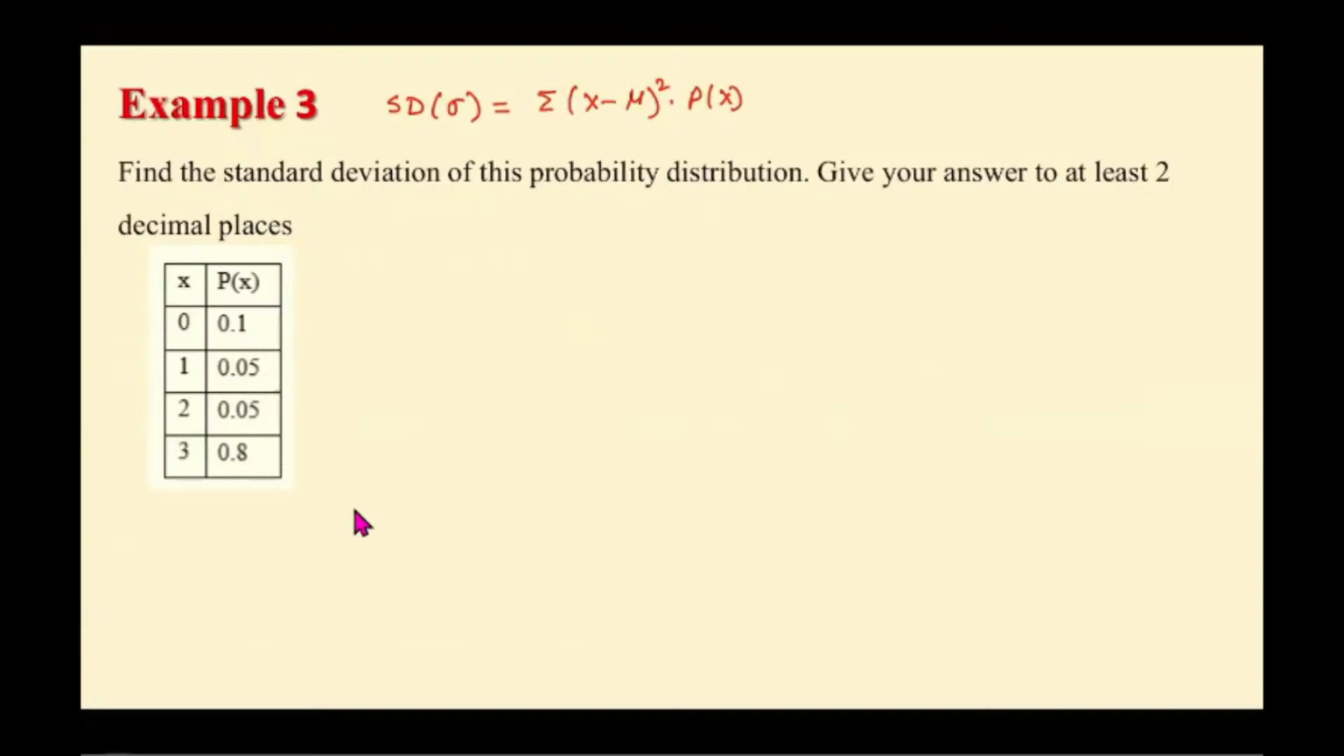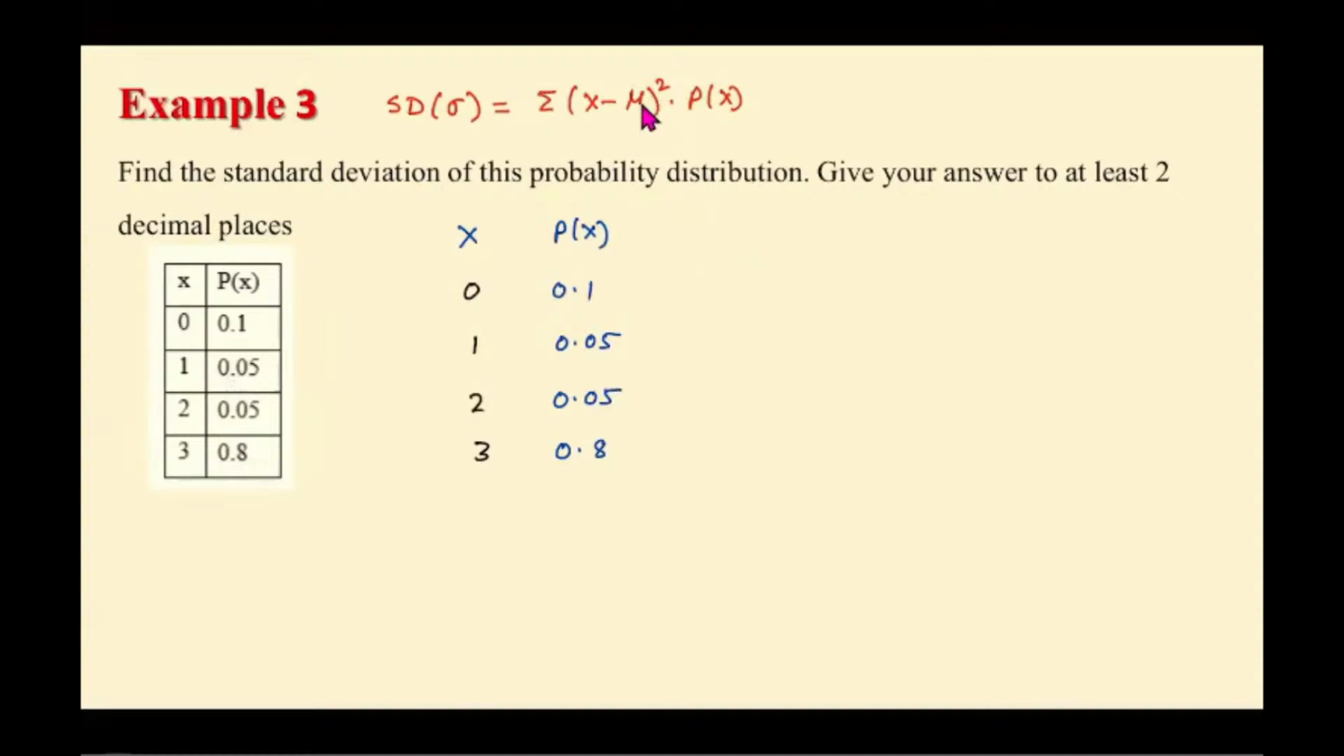We have the given x values, and the x values are 0, 1, 2, 3. These are the x values. The probability values, p of x, are 0.1, 0.05, again 0.05, and then 0.8. So these are the probability values.